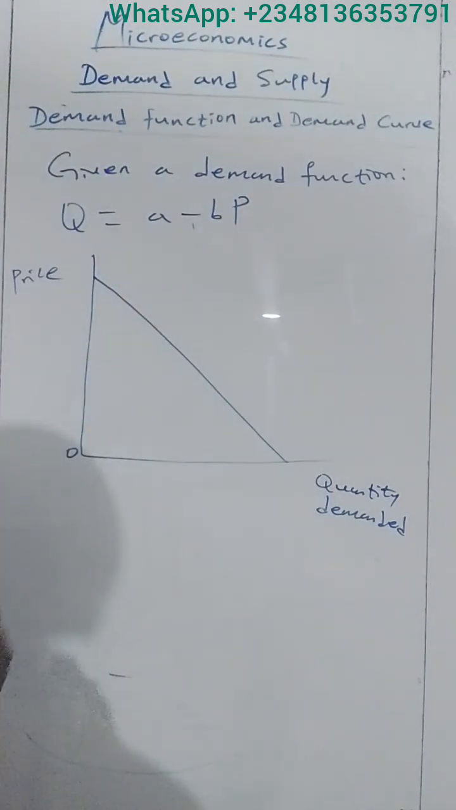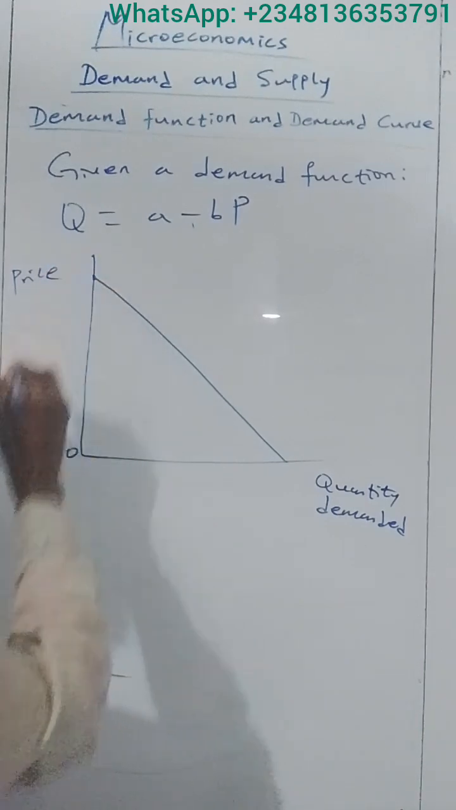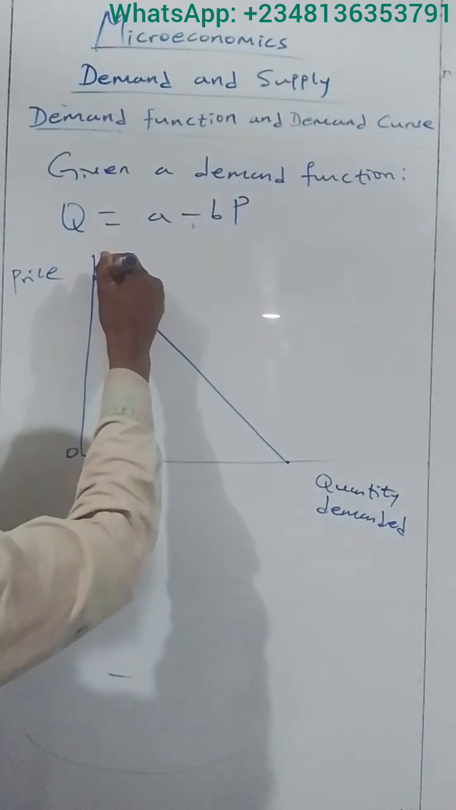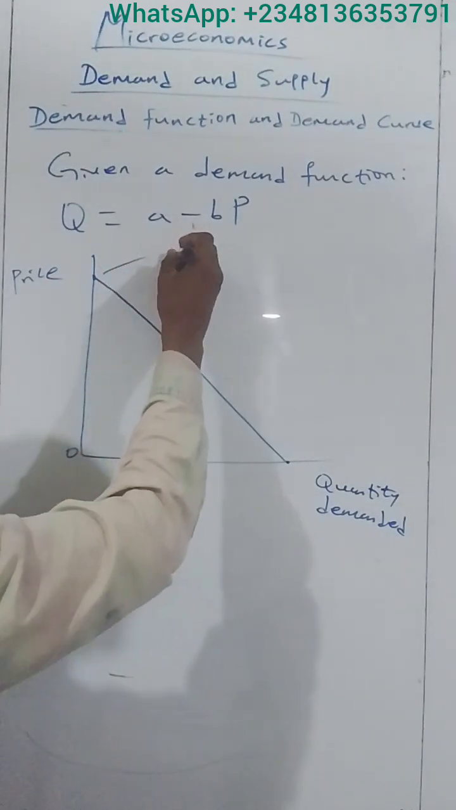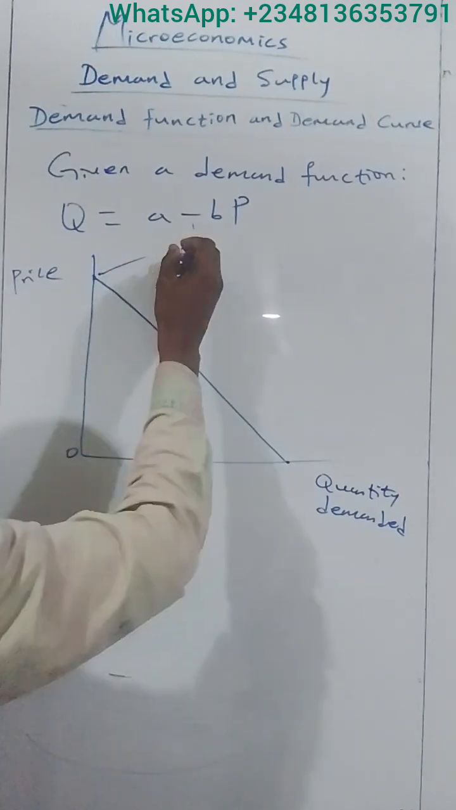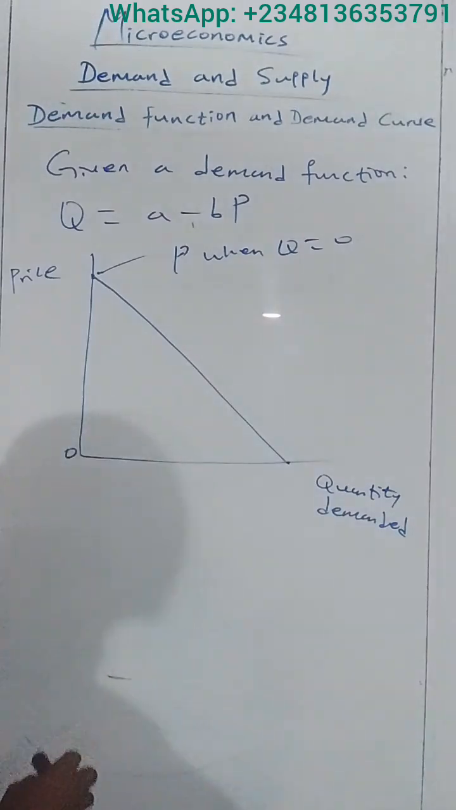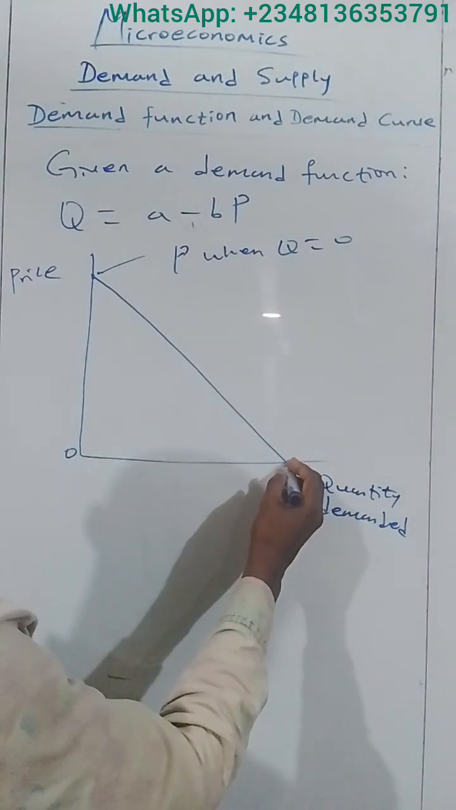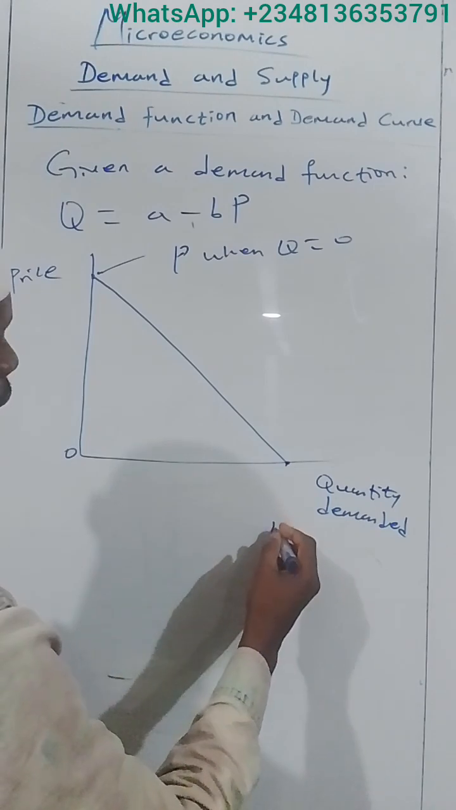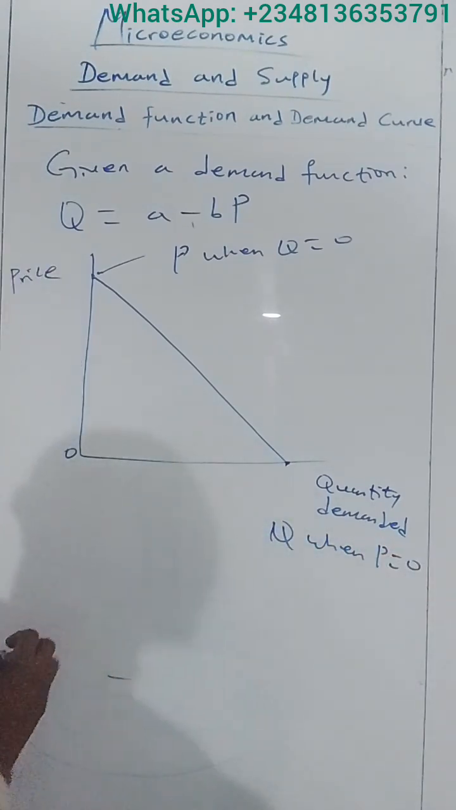So in other words, if you look at this point here, this is the value of P when Q is equal to 0. And likewise, the value of this Q here is the Q when P is equal to 0.